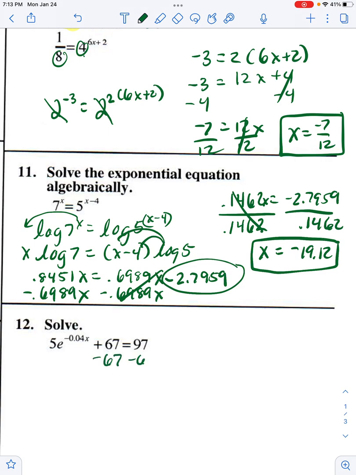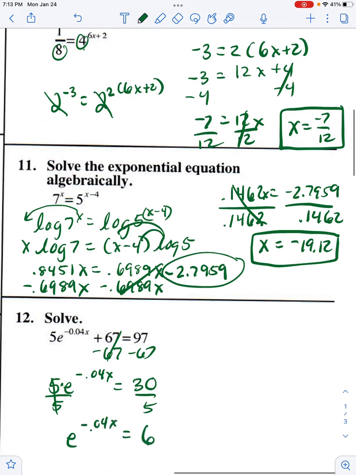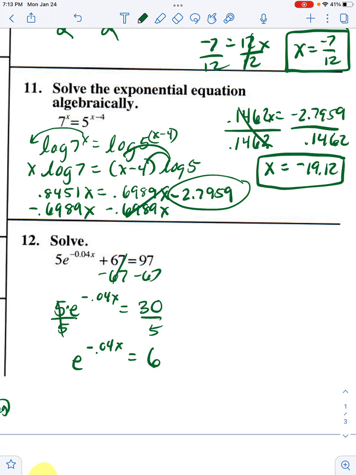All right, more solving. X is in the power. I'm going to go ahead and move this over. So I have 5e to the negative 0.04x equals 30. I am trying to solve for x, and 5 is multiplied by that, so I'm just going to divide the 5 out. And now this looks like a lot of the word problems we already did because I have my x up in the power. So I rewrite this: log base e, so just ln, of my answer equals my power.